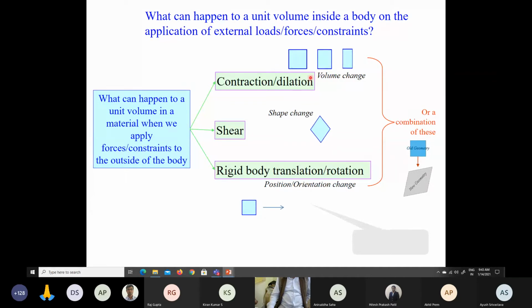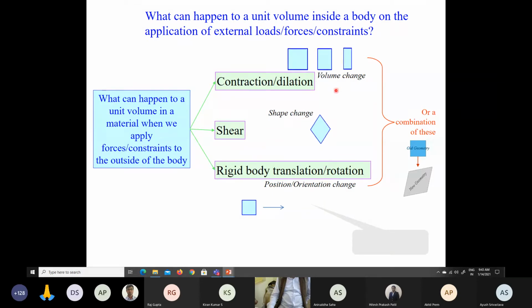You can see it animated already. It can undergo contraction or expansion. So it is called dilation. Okay. It can undergo a change in shape, as very clearly seen here. So this is the effect of the shear. So the shear results in distortion, change in shape.